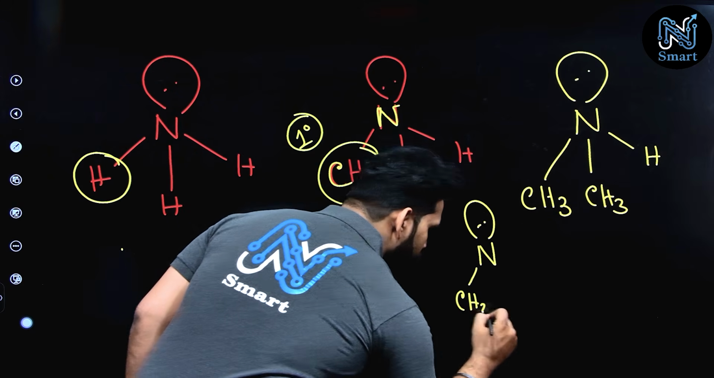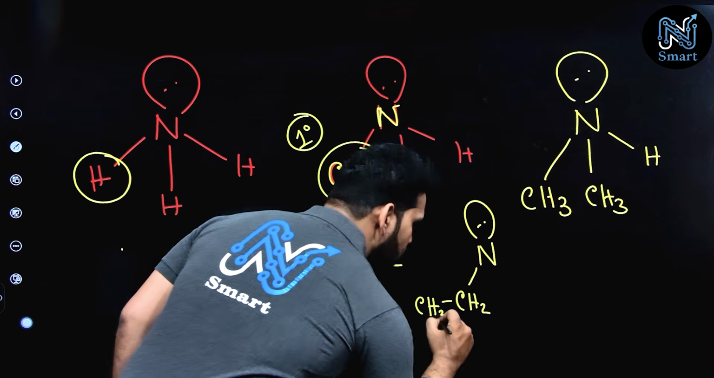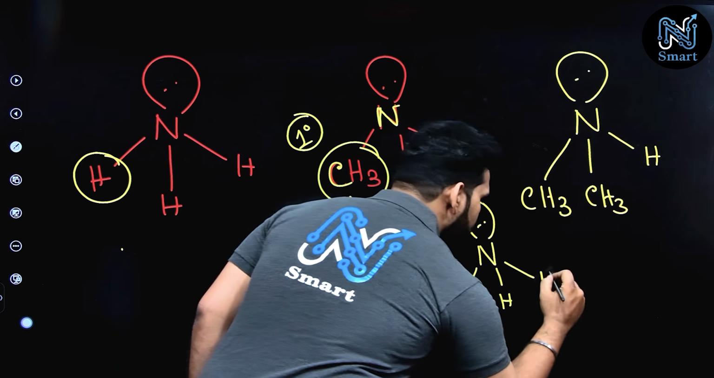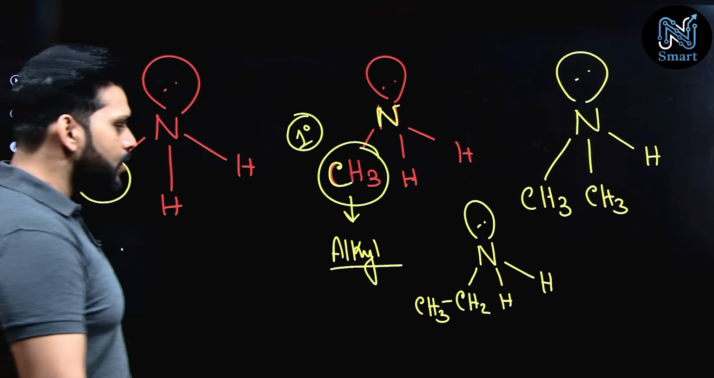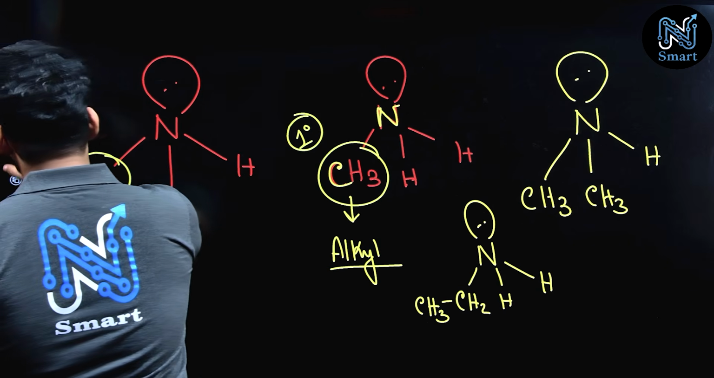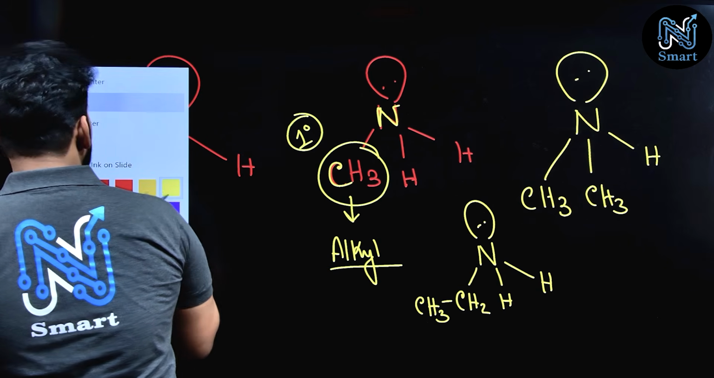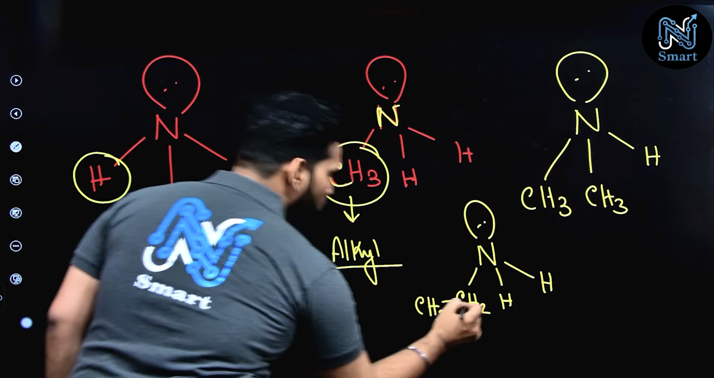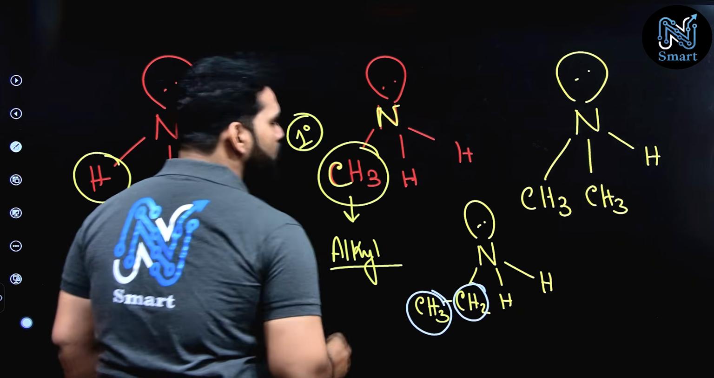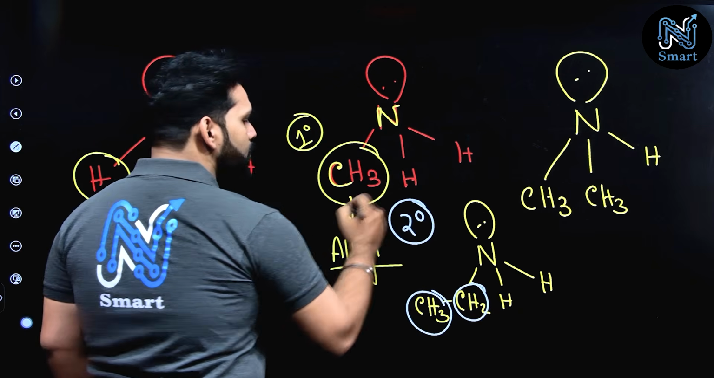Alright. Now, can you tell me what is the degree of this amine? Let's say I've written CH2CH3 over here. Tell me. Secondary, no? Why secondary? Because there will be 2 carbons connected. Yes or no, guys? There are 2 carbons connected, no? That will also be your secondary amine. Everyone, is it clear?